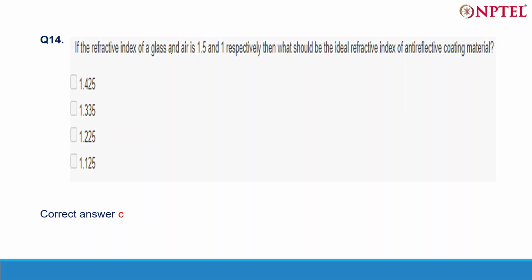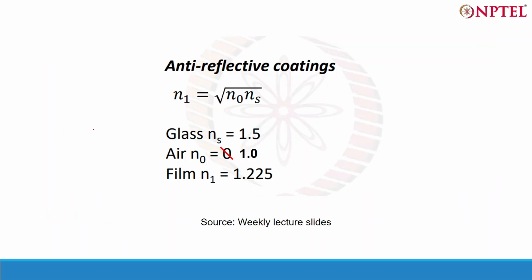If the refractive index of glass and air is 1.5 and 1 respectively, then what should be the ideal refractive index of the anti-reflective coating material? So the correct answer is 1.225. And how is it obtained? I put the next slide here also.